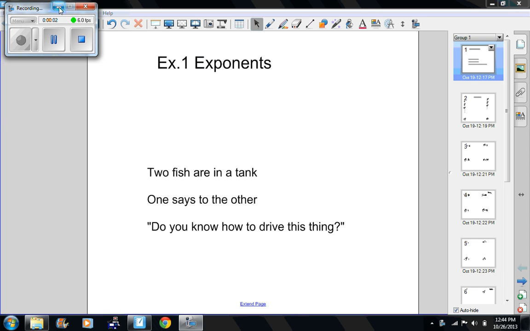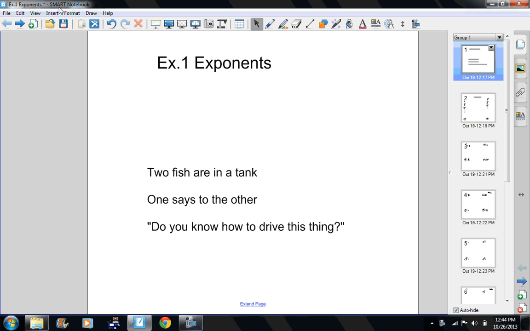Hey everyone, we're starting a new unit here with exponents. This shouldn't be a very new lesson. This should be a lot of review. That being said, if you have any questions, make sure you ask them immediately so that we can work through any problems that we might stumble upon.